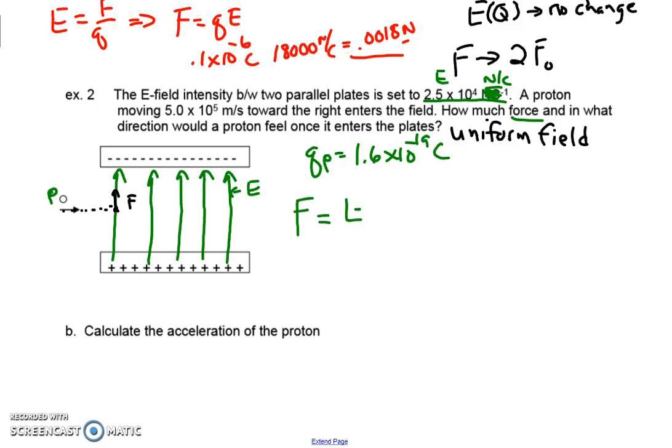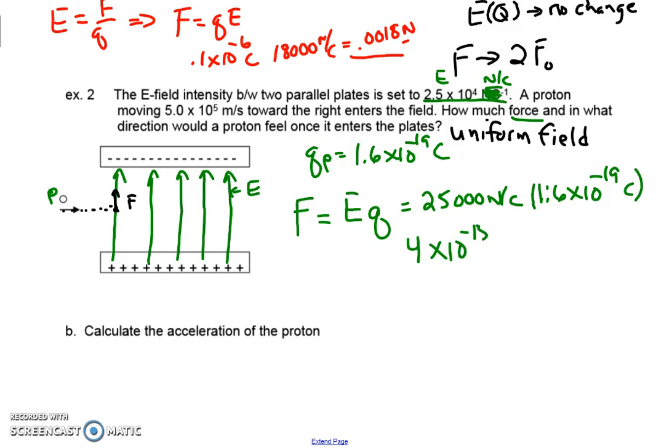So the force is pretty straightforward. F equals E times Q. Okay, E is pretty high, 25,000 newtons per coulomb, but we're bringing in a tiny amount of charge, 1.6 times 10 to the negative 19th coulombs of charge. And so we're going to get a really small force. That force, if we work it out, is 4 times 10 to the negative 15 newtons. Okay? Now, that might seem like a really tiny amount of force on a proton.